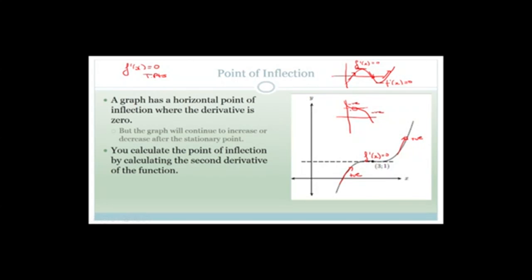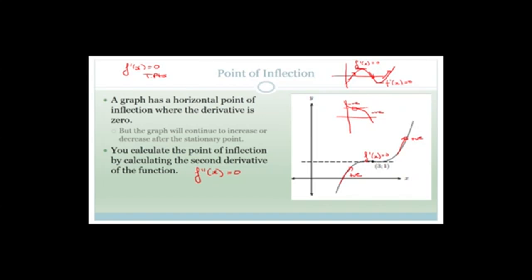Okay, so how do we determine the point of inflection? It's really easy. All you do is you find the second derivative of a function, and you let it equal naught. That's all it is. You find the second derivative of a function and you let it equal naught and you will get where the points of inflection are.